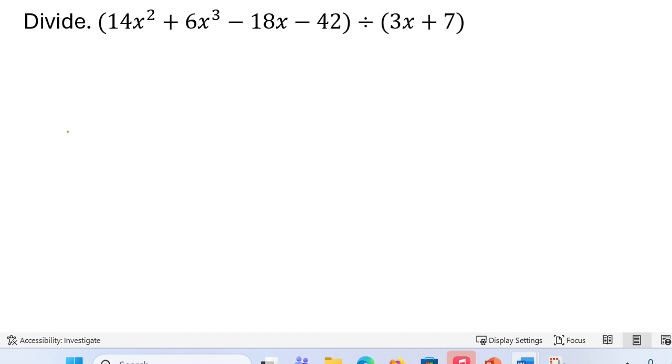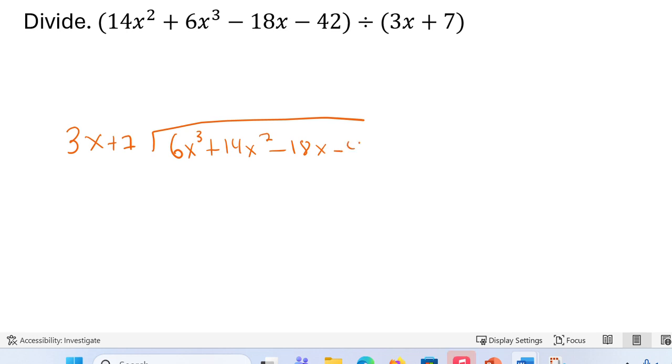So when I rewrite this, I have 3x plus 7 divided by, and I'm writing this in descending order, 6x cubed plus 14x squared minus 18x minus 42. Okay, so then I need to reduce what's inside the division sign. So I'm asking myself, 3x times what gives me 6x cubed?